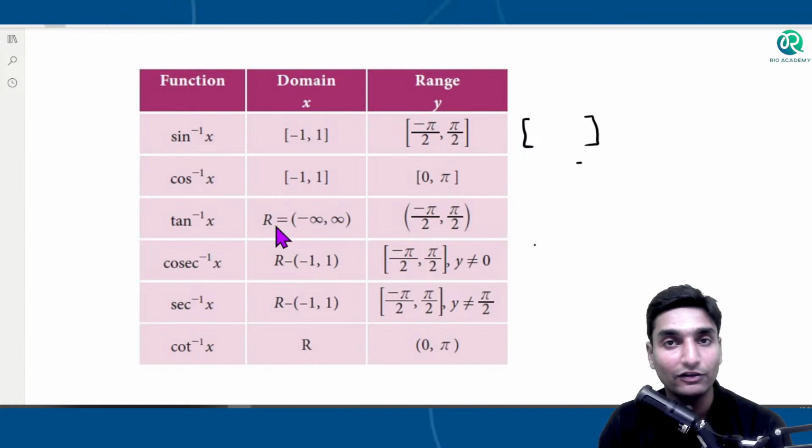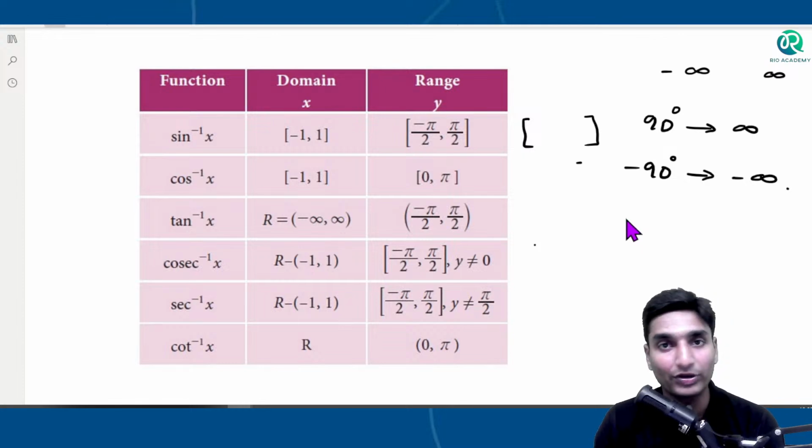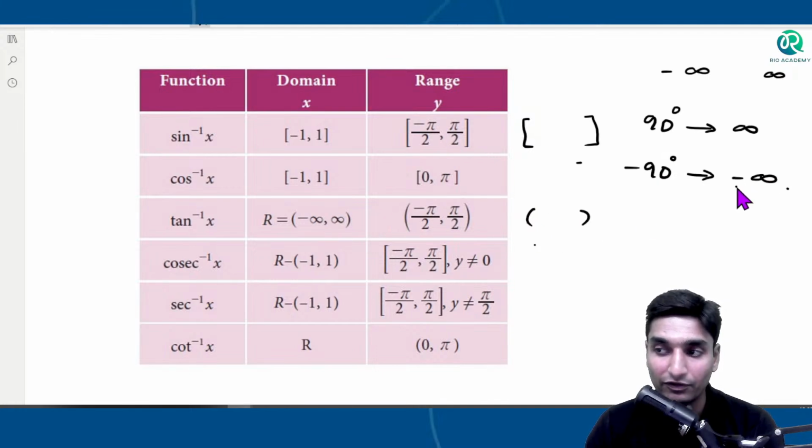See, the tan value basically lies from negative infinity to positive infinity, correct? At 90 degrees the value of tan will be positive infinity, and at negative 90 degrees the value of tan will be negative infinity. So basically the values keep on rising for the function of tan. This open bracket represents that tan keeps on rising in value from negative infinity to infinity, but for our purposes we only consider it up till pi upon 2, only up till 90 degrees.